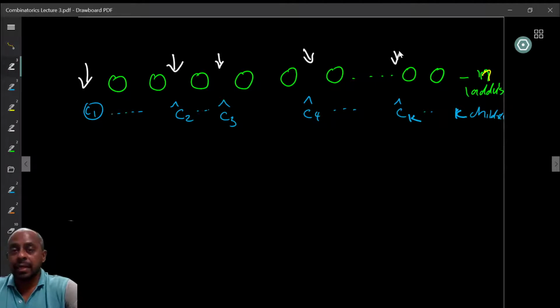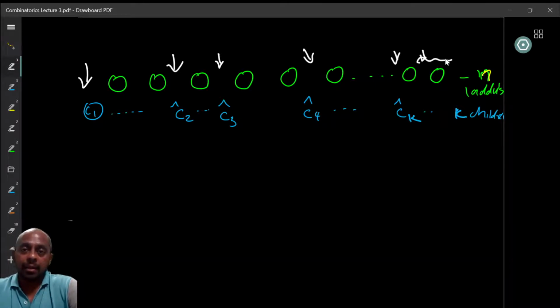Now, since everybody gets some, we need to make sure that the last child gets at least one. So he should start before the end, and then he should be allowed to take whatever is remaining. Whatever remains should be given to the last child, so that all the n laddus are distributed to the k children. This way we make sure that everybody gets at least one laddu.